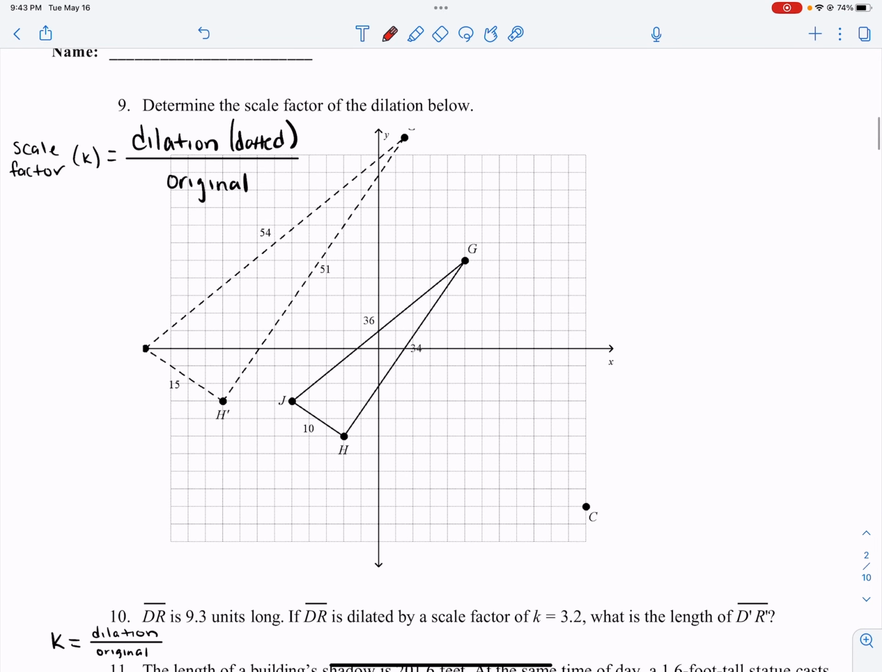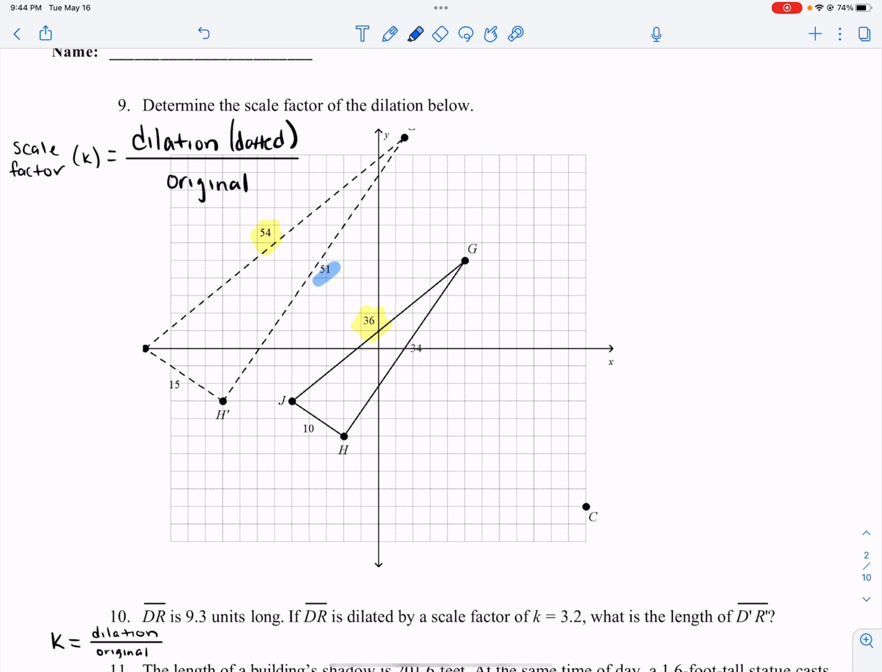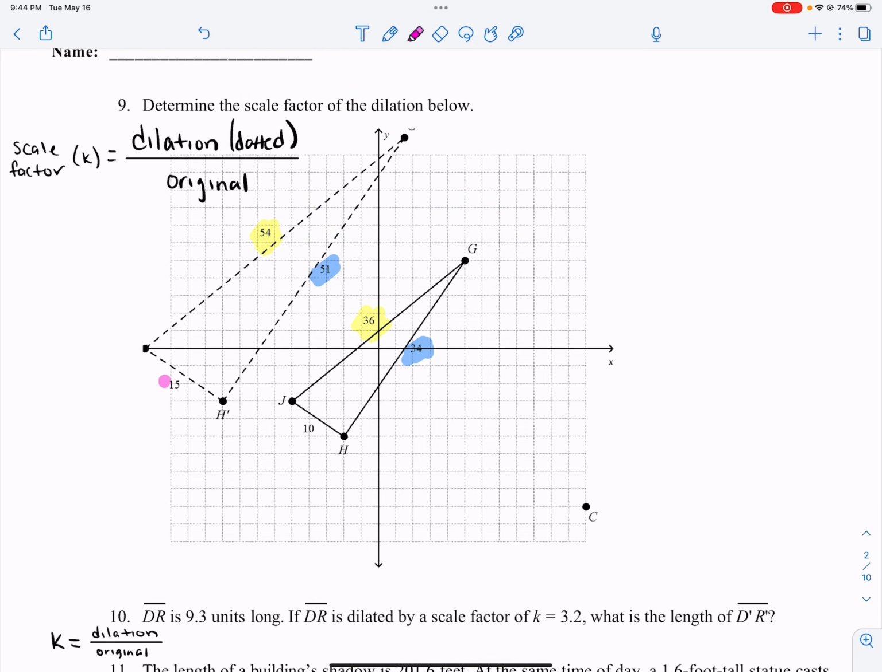Okay, number 9, determine the scale factor of the dilation below. So remember, your scale factor is equal to your dilation over your original. Then the dilation is always the dotted one. So you just have to decide which side matches, and then you do one divided by the other. So if I wanted to highlight a couple things, 54 matches with 36. Then 51 matches with 34. And then the last one, 15 matches with 10.